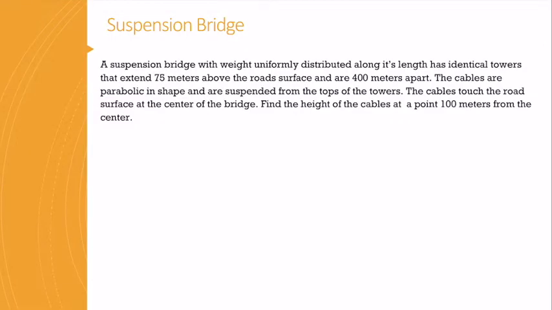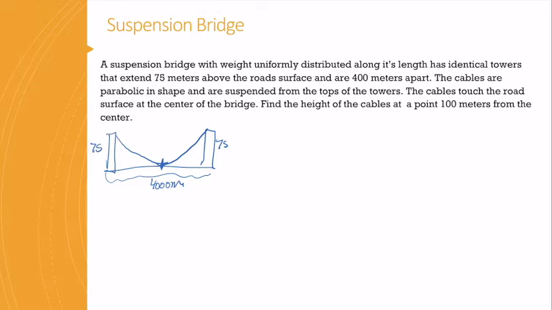Next, we have a suspension bridge. This suspension bridge has its weight uniformly distributed along the length. It has identical towers. Okay, let's draw a picture. These identical towers are 75 meters tall, and they're 400 meters apart. The cables are in a parabolic shape. We love parabolas. And they touch the road at the center of the bridge.